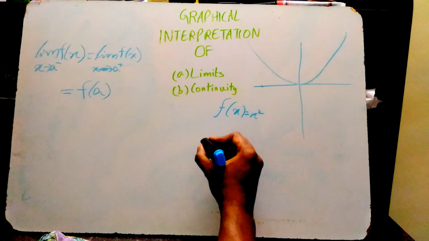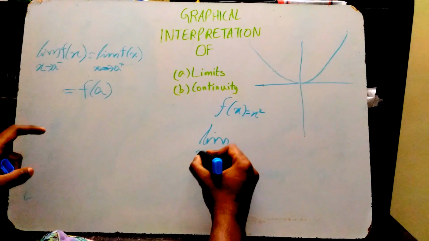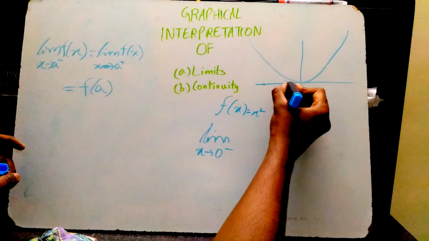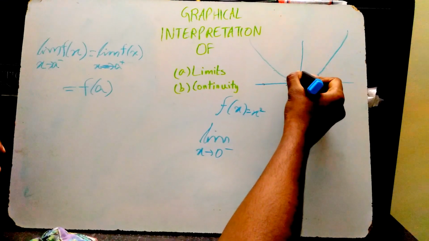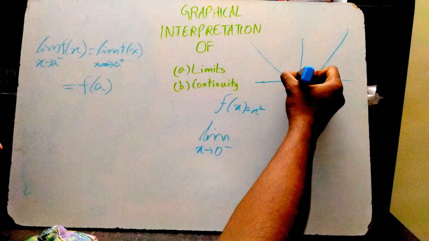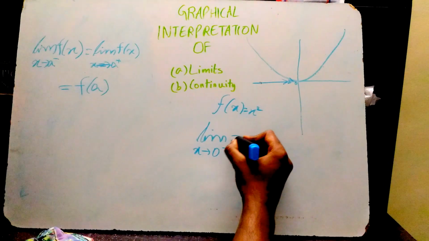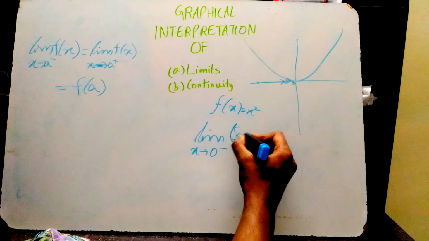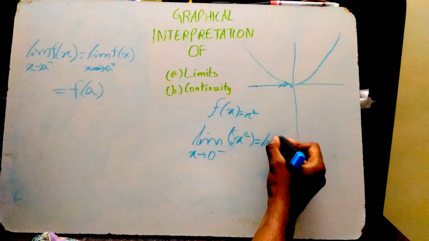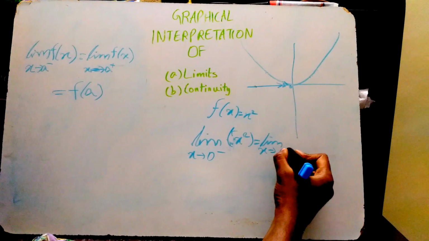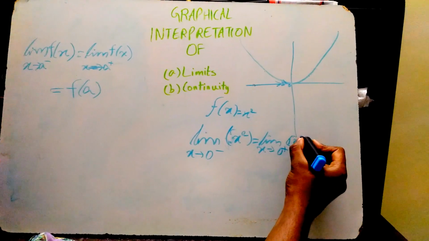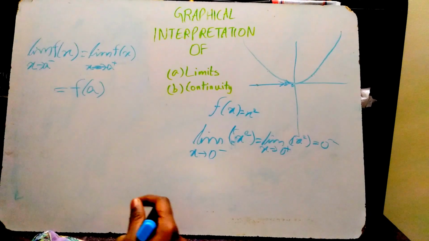And also we can illustrate this: limit x tends to 0 minus, when we approach 0, even the functional value, the y value, also approaches 0, of x square is equal to limit x tends to 0 plus of x square, which is 0 square.